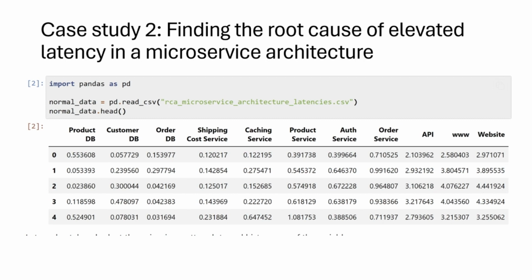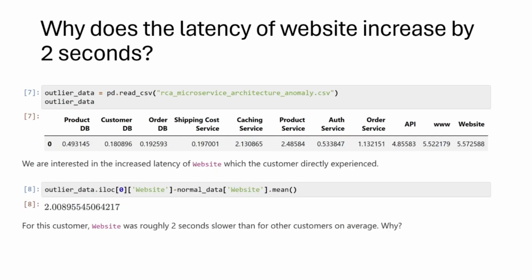So let's look at case study 2. This is about root cause attribution. The steps remain the same. Now you have a data set about a web service. It has functions like product database and order database. Anytime a user loads a website, all of these services have to load and show relevant pages or parts of the page on the website.